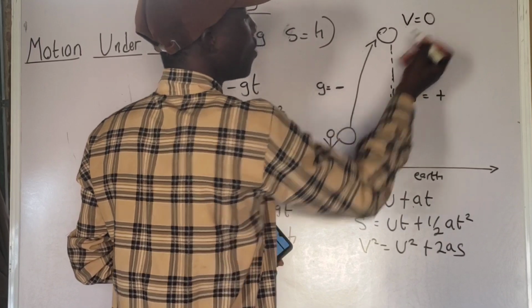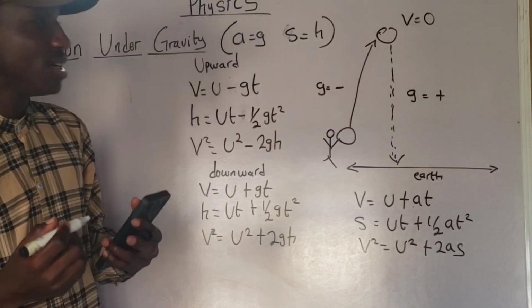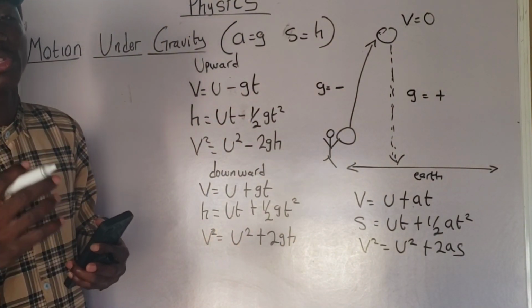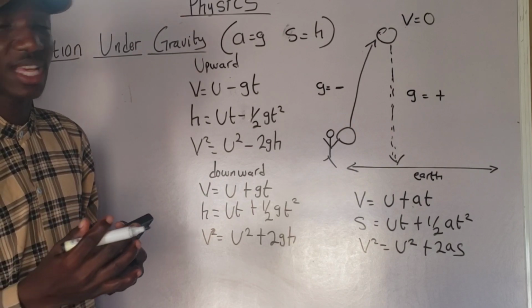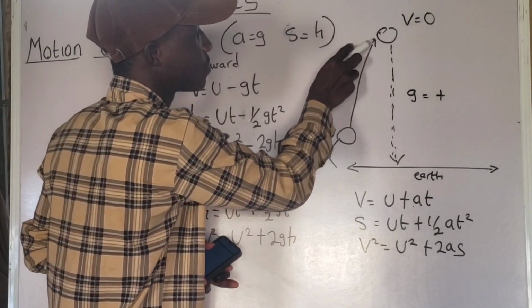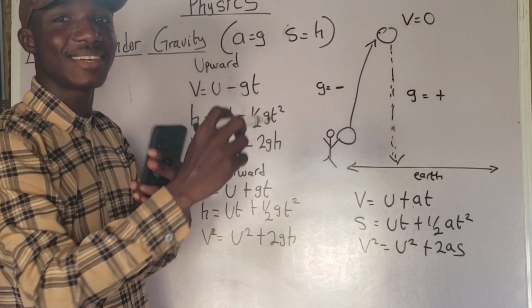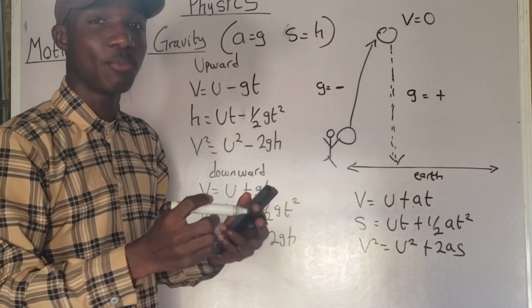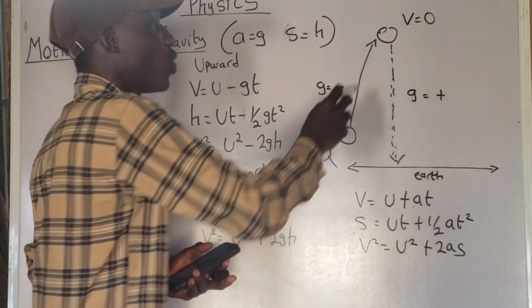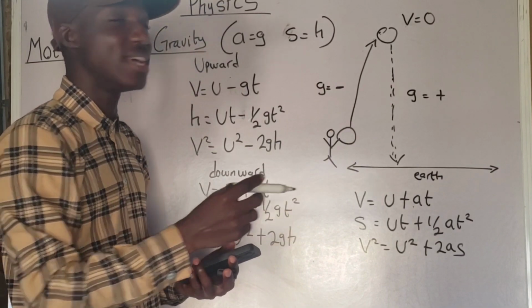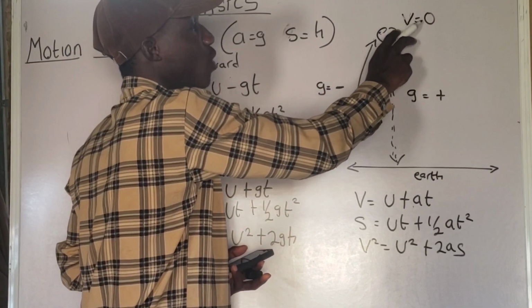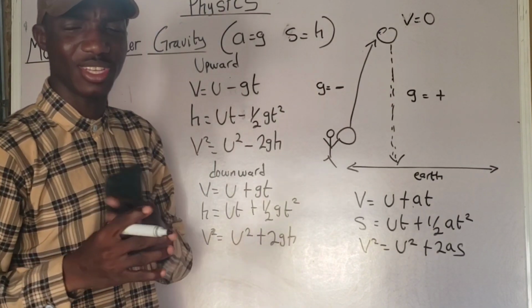And I will explain the reason. The reason is because velocity causes an object to change position. When the velocity got to this point, the object can no longer move upward because the velocity has decreased to its barest minimum. It cannot move upward again. So it begins to what? Come down. So at this point, the V equals to what? 0. Please pay attention. It's simple.